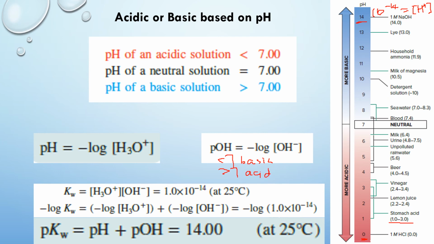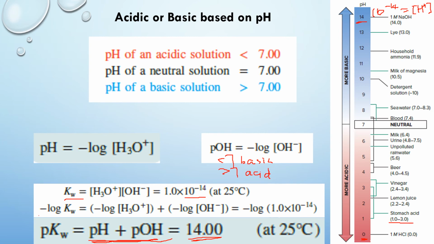So pH and pOH are opposite, but their total is equal to 14. 14 is the negative log of the water dissociation constant. Because we know at room temperature this Kw is equal to 10 to the negative 14, taking the negative log of it gives 14. And this 14 is the sum of the pH and the pOH of a solution.